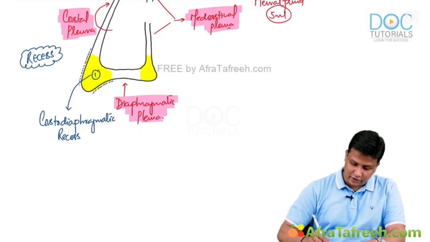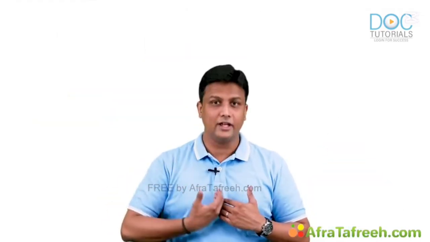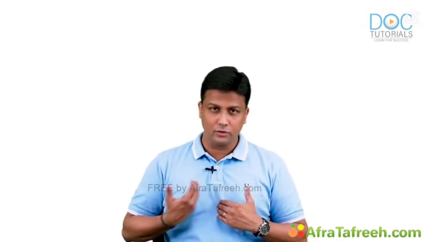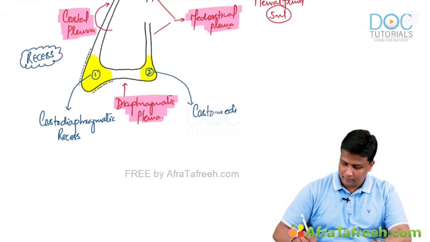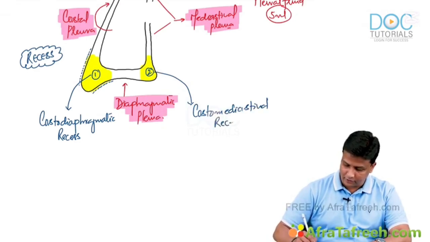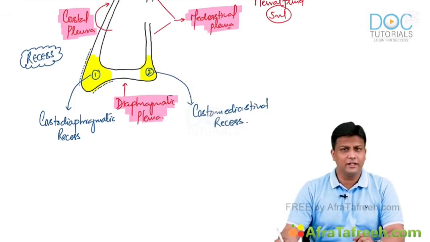Let me give number 2 here, the second recess over here. Now what about that? That recess is actually between the costal surface and the mediastinal surface. So therefore, costomediastinal recess. From here we can understand that there are two types of recess in the pleura. One is the costodiaphragmatic recess and the other is the costomediastinal recess.